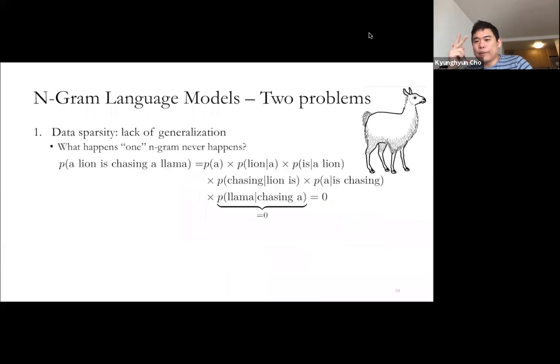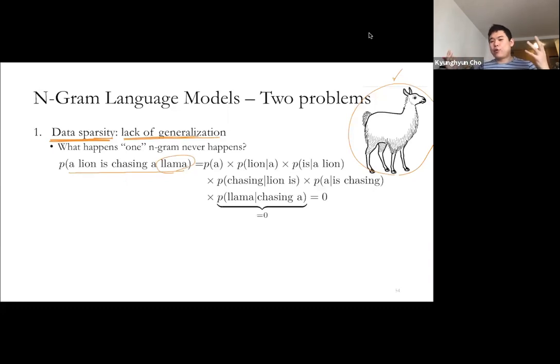Now, there are two major problems with this kind of n-gram language model. The first one is data sparsity, which is equivalent to saying that there is a lack of generalization. Let's consider this sentence: a lion is chasing a llama. I don't know if you know llama, but a llama is a mammal that looks like this. This is the drawing of the llama that lives mainly in South America. And there is no lion living in South America, so a lion cannot really chase a llama.